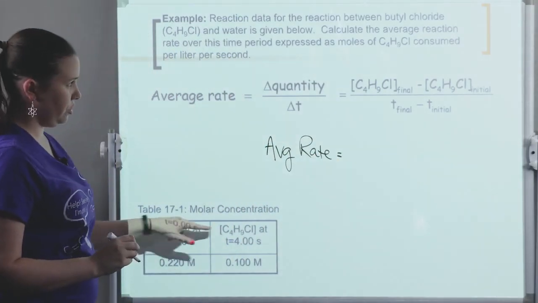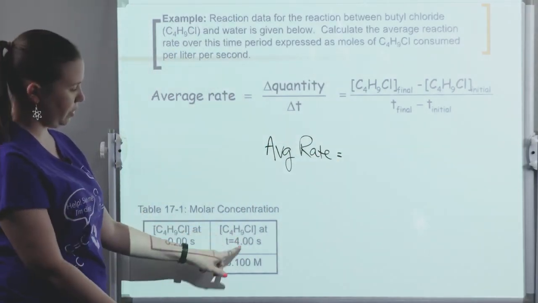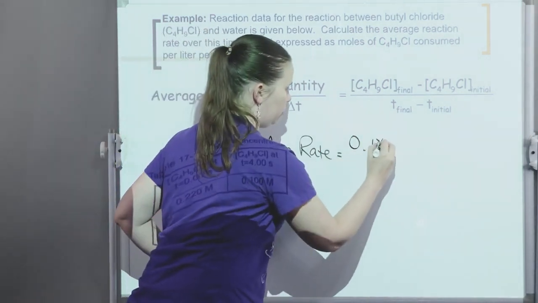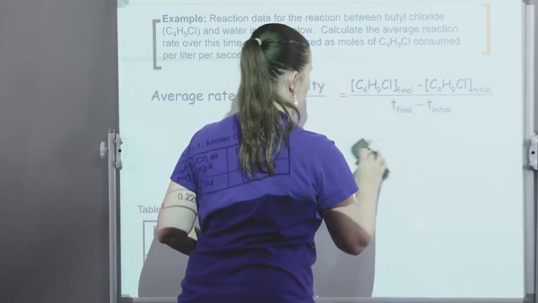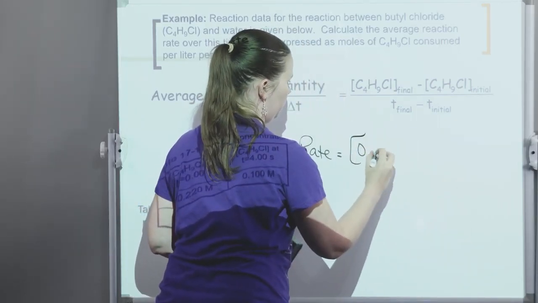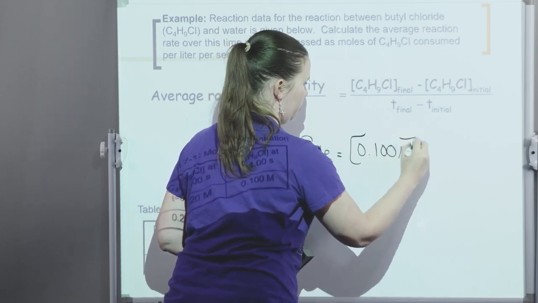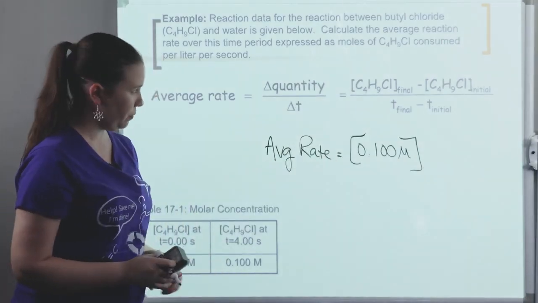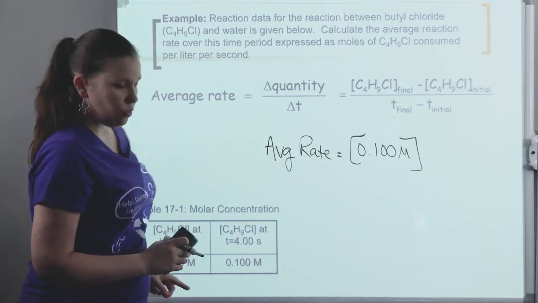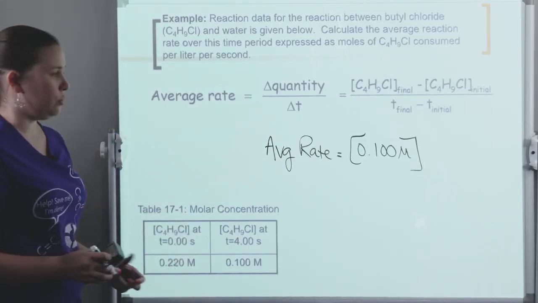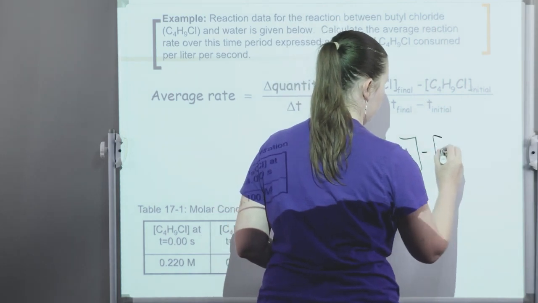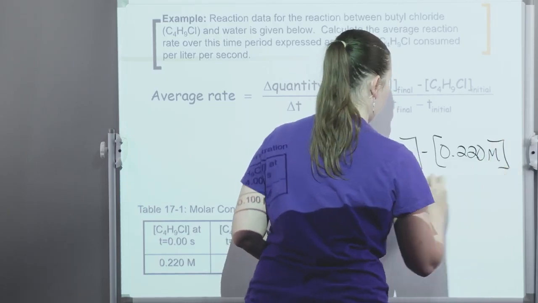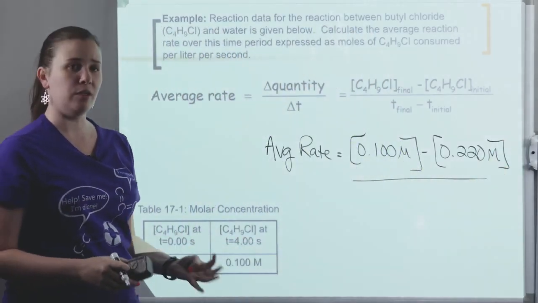So the concentration final would be the one at the end of the experiment, at the end of 4 seconds. So it's going to be the 0.100. We can tell from the brackets that we're going to be plugging in concentration in molarity. So we've got that here. Now we're going to subtract the initial. So what was it at the beginning? That was the 0.220. So minus 0.220 molarity. And then on the bottom, I'm going to do again final minus initial.